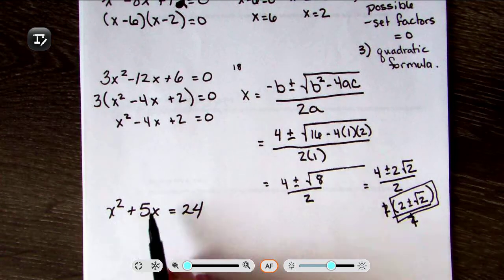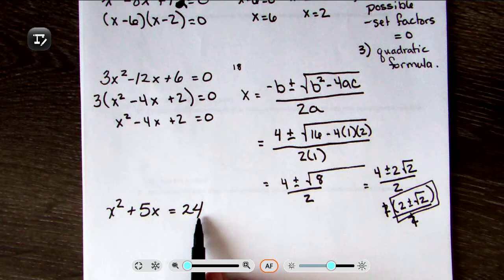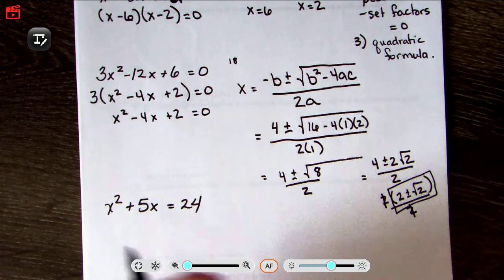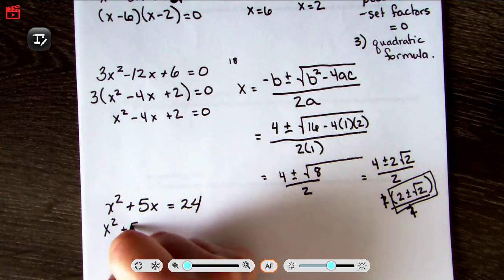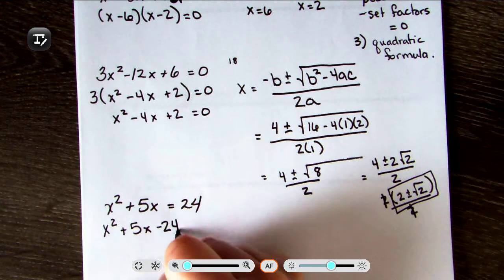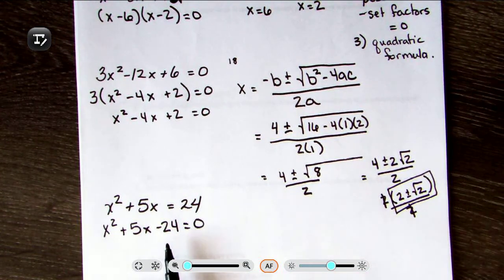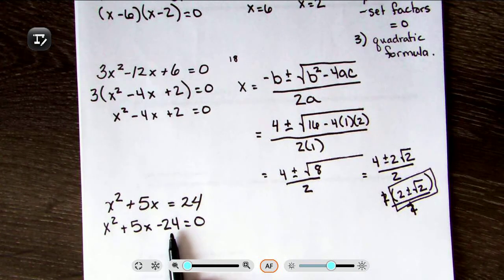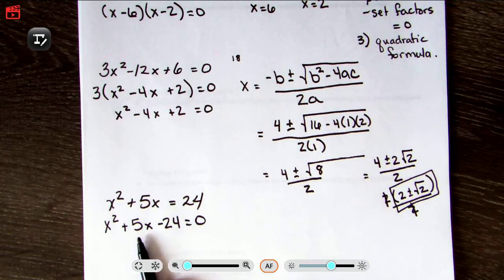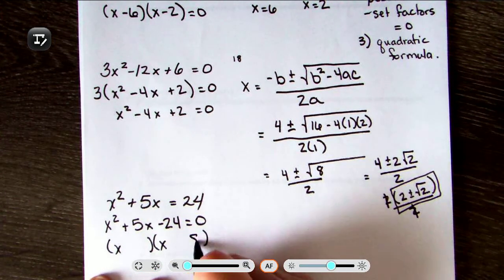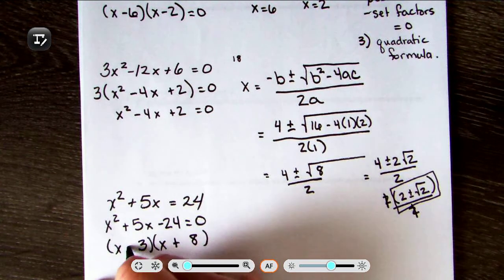Okay, let's do another one. X squared plus 5x plus 20 equals 24. First thing I do is bring that 24 over. I will try to factor it. So I'm looking for two numbers that multiply together to give me a negative 24, that add together to give me a positive 5. And I think they do factor. I think 8 and 3. Positive 8, negative 3.